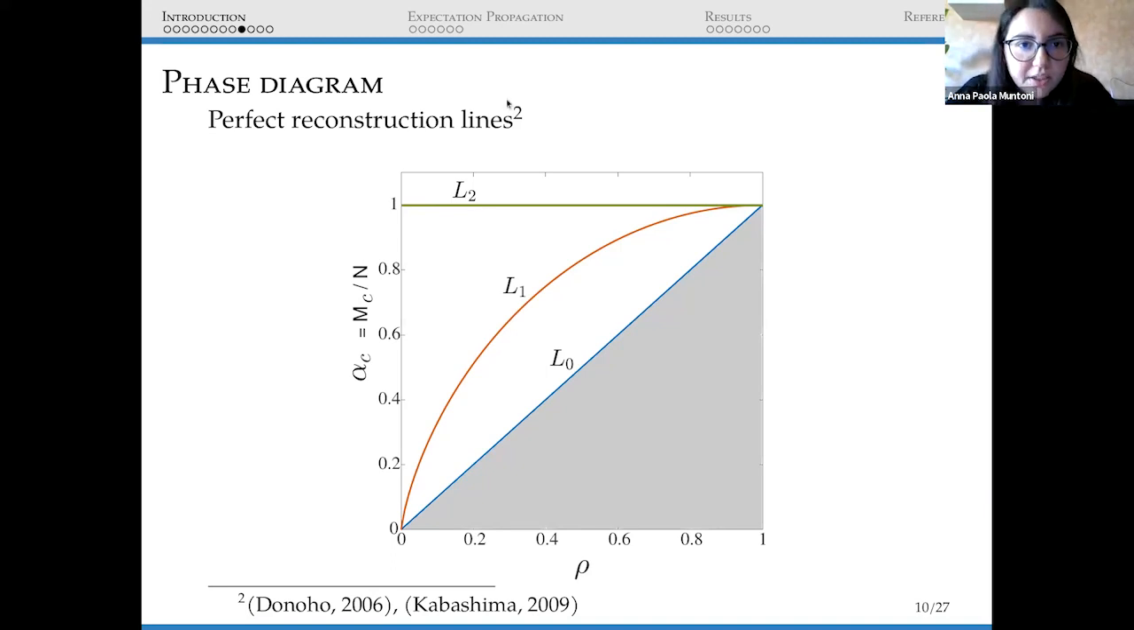Okay, so you can find all this discussion in these two papers. One made from a more mathematical point of view, written by Donoho in 2006. And another one instead exploited message passing and also some replica trick calculation, and it was published in 2009 by Kabashima.